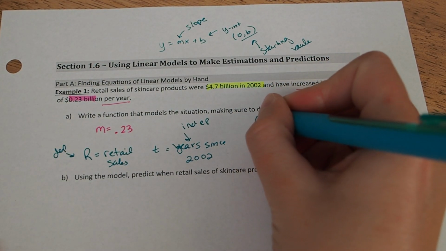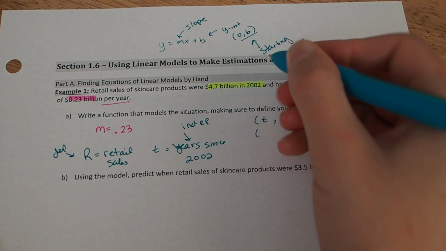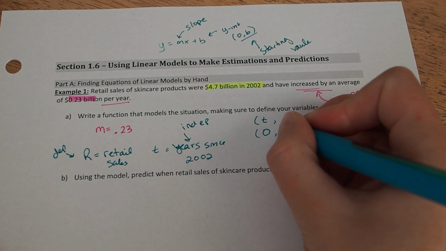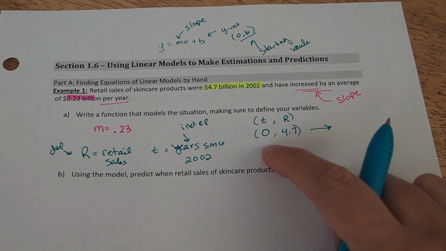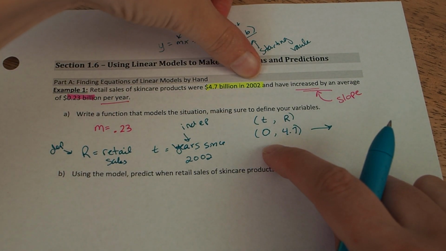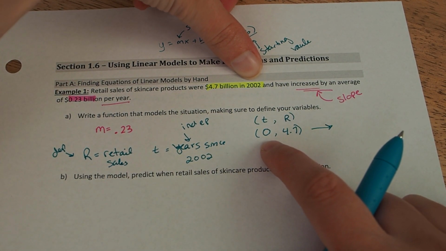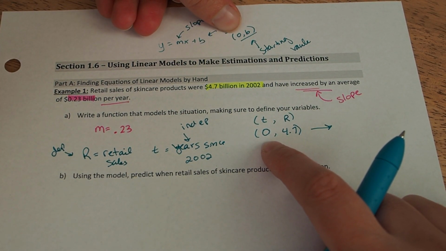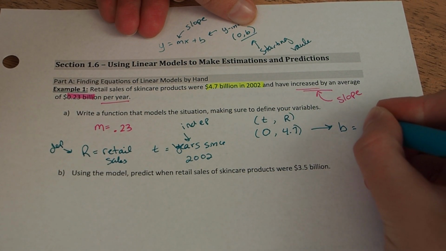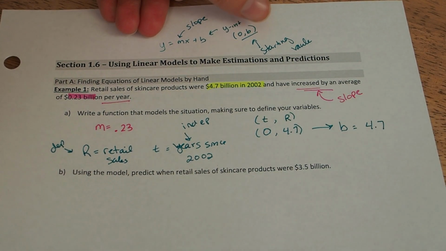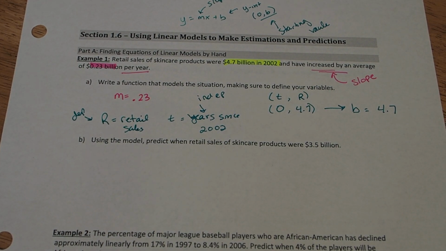So my ordered pairs would be in the order (T, R), and in this case, years since 2002, if I choose that as my starting year, I've got 0 for the first year, 4.7. Going on a long explanation here, but if 0 is my starting year, 2002, any ordered pair that's 0 followed by a number is my y-intercept, which gives me my b value. That would mean b would be 4.7 billion.